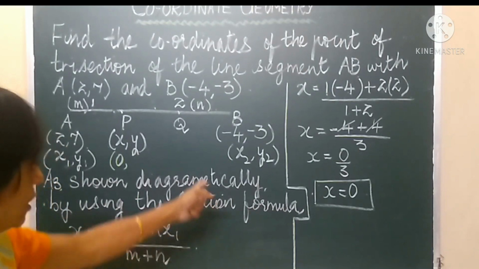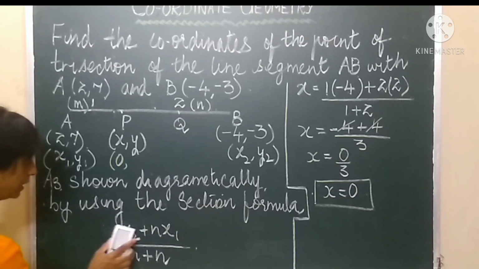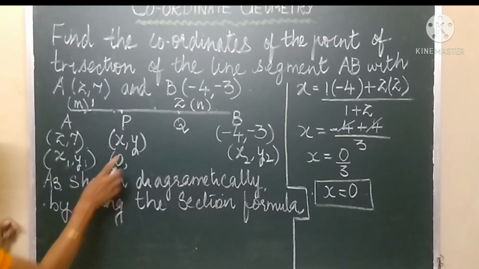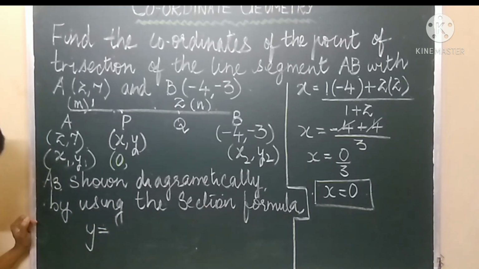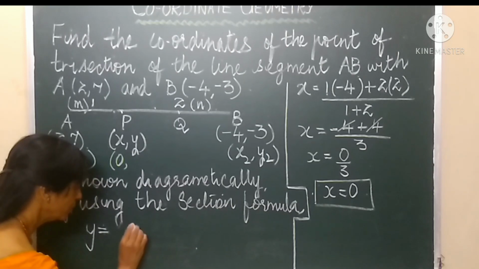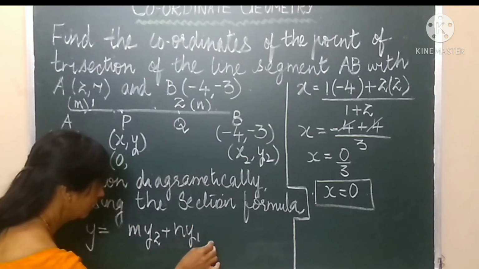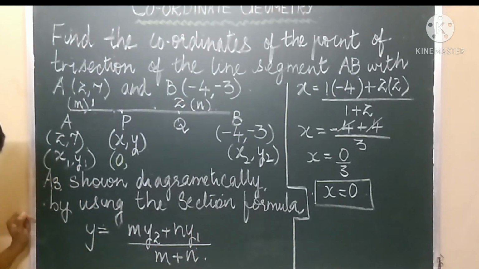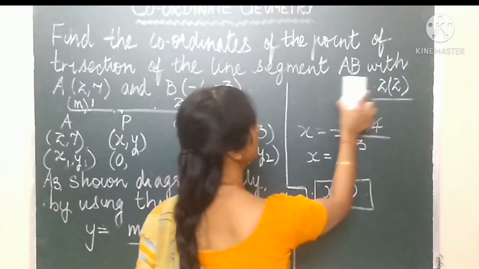Now to move on to calculate the value of y. But which formula will you use? The same section formula. But to calculate the value of y, it will be given as y is equal to my2 plus ny1 upon m plus n. Let's substitute as we have done earlier.